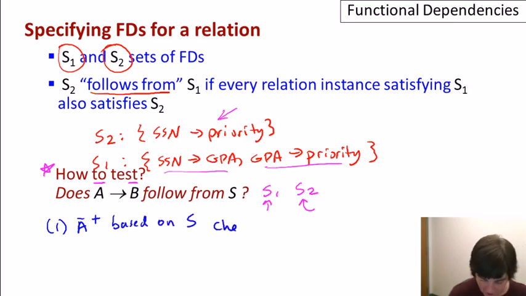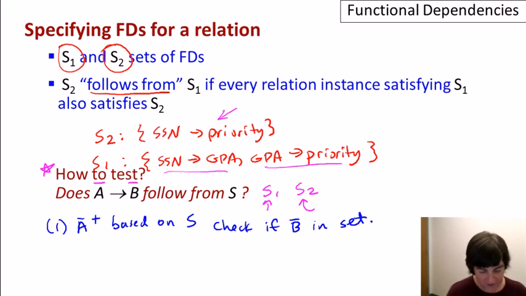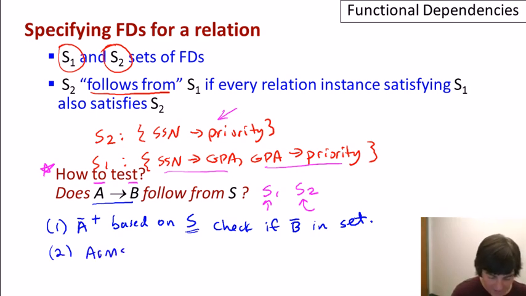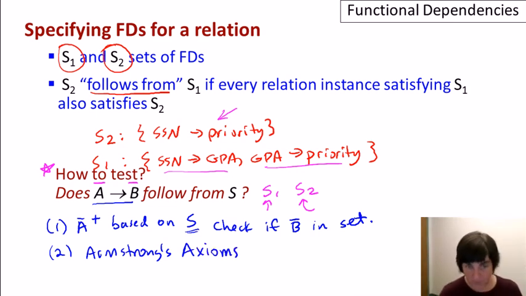There's actually two ways of going about this test. One of the ways is to use the closure. We'll compute A plus based on the functional dependencies that are in S, and then we'll check if B is in the set. Reminder, computing the closure tells us every attribute that's functionally determined by the attributes in A based on the functional dependencies in S. If those include B, then A determines B does indeed follow from S.